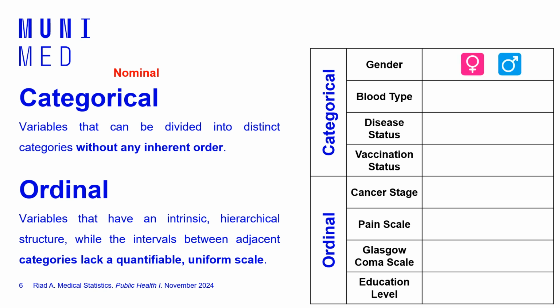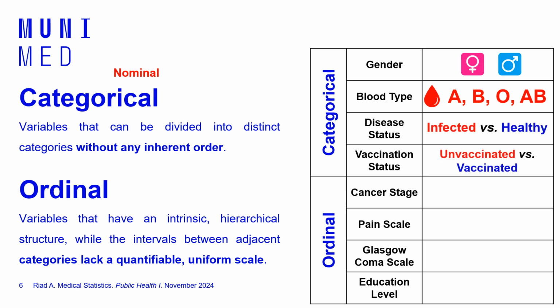So in this table, you can see some examples of categorical and ordinal variables. Gender, as I said, is male, female, no difference. Blood type can be A, B, O, or AB, no difference between them, like there are no better blood types than others. They are all the same. Disease status: we have someone who is healthy, someone who is infected. Vaccination status: we have someone who is unvaccinated, someone who is vaccinated. These are all binary variables or dichotomous variables. So these dichotomous or binary variables are not hierarchical.